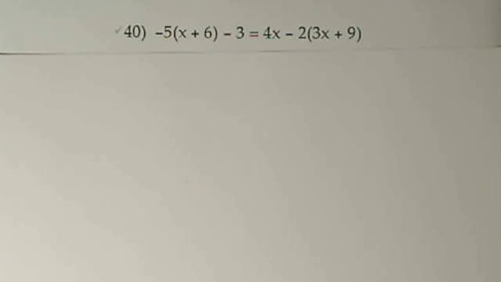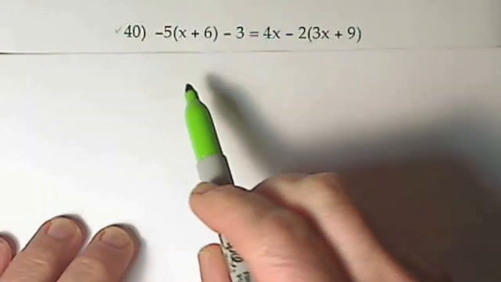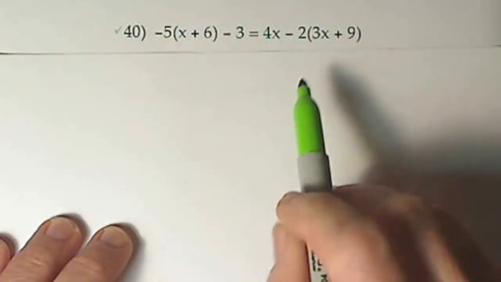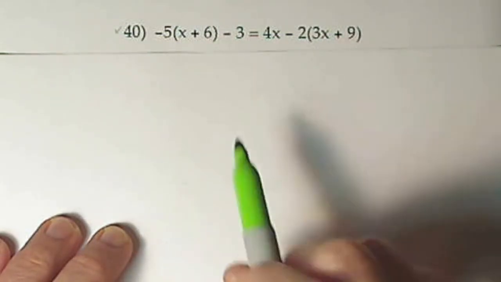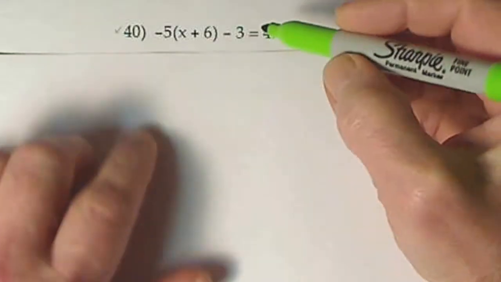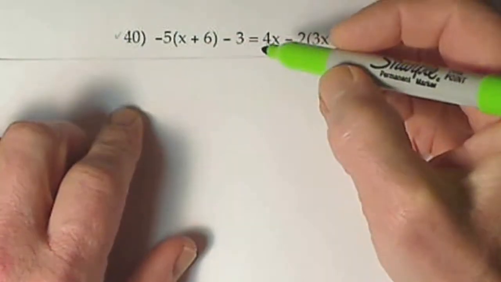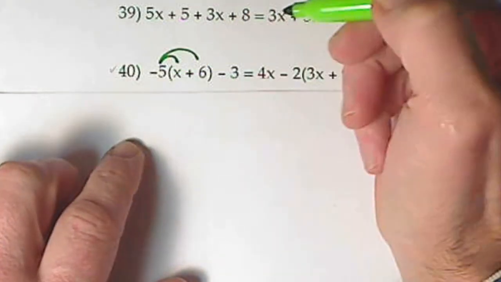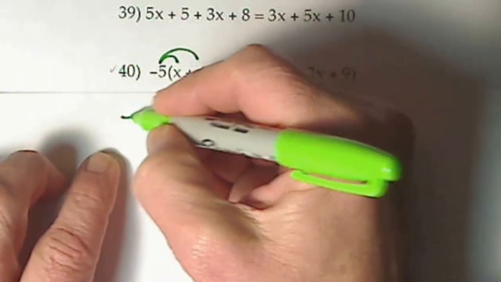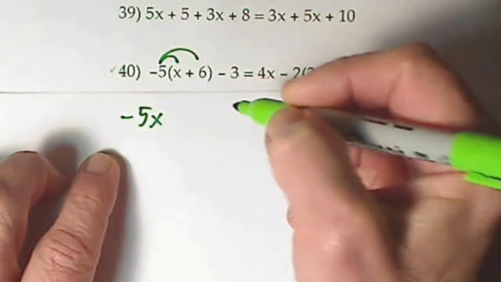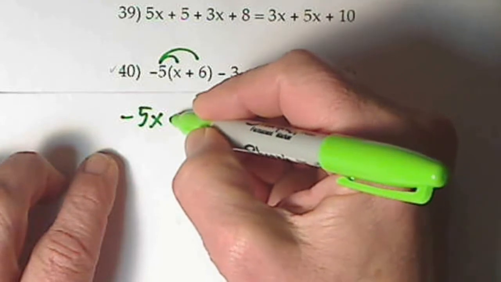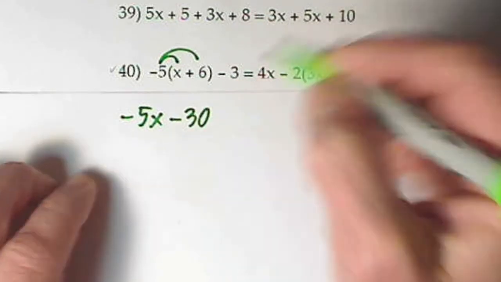On number 40 here, the first thing we're going to need to do is get rid of these parentheses on each side of the equal sign so we can start combining like terms and such. So in order to get rid of these parentheses, you need to send in your negative 5 to each term. That's going to give you negative 5x. Negative 5 times a positive 6 will be negative 30.